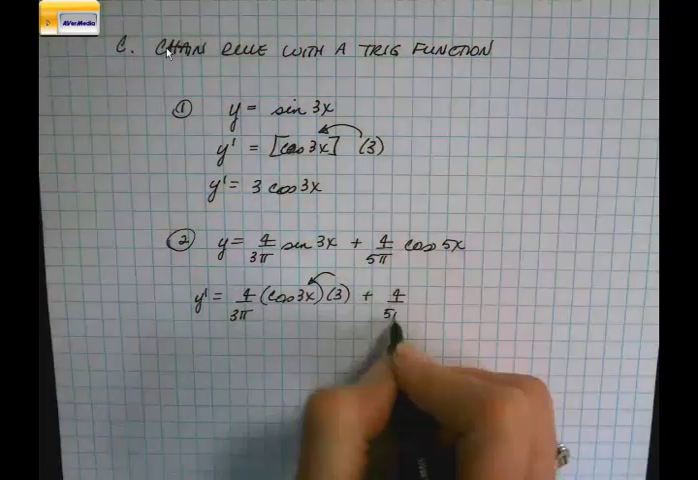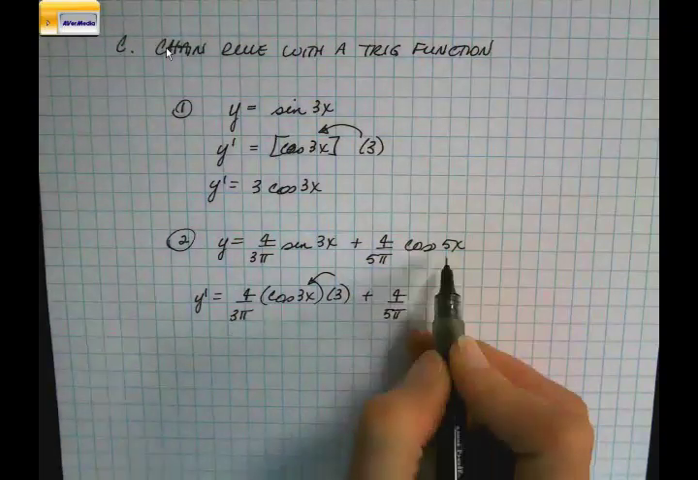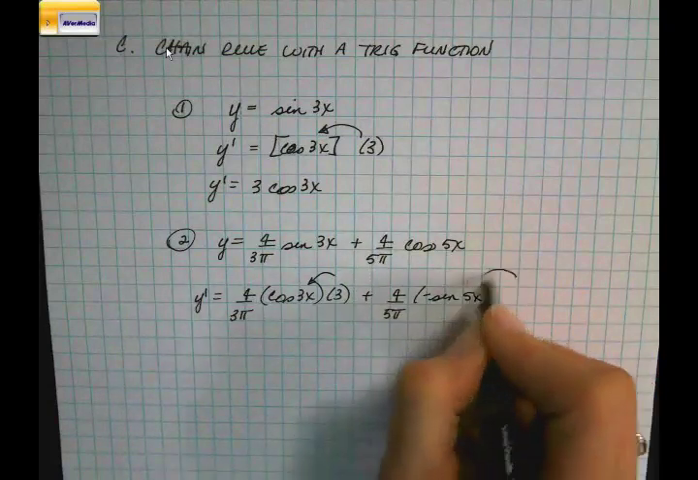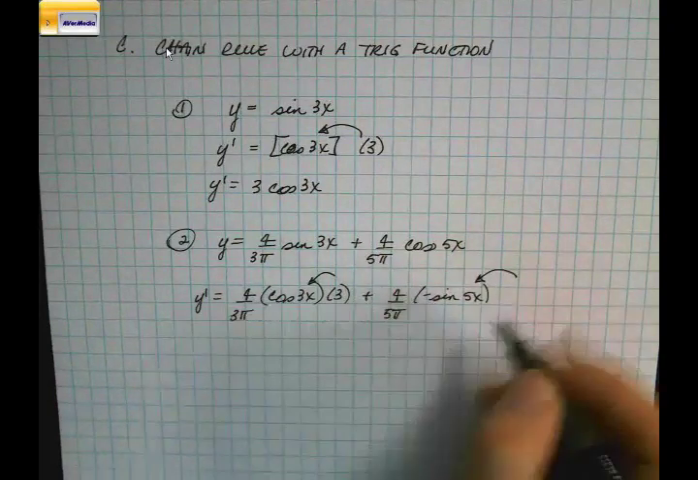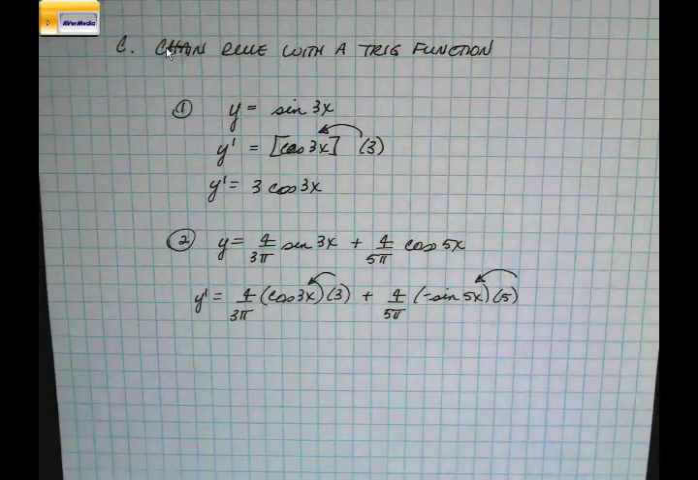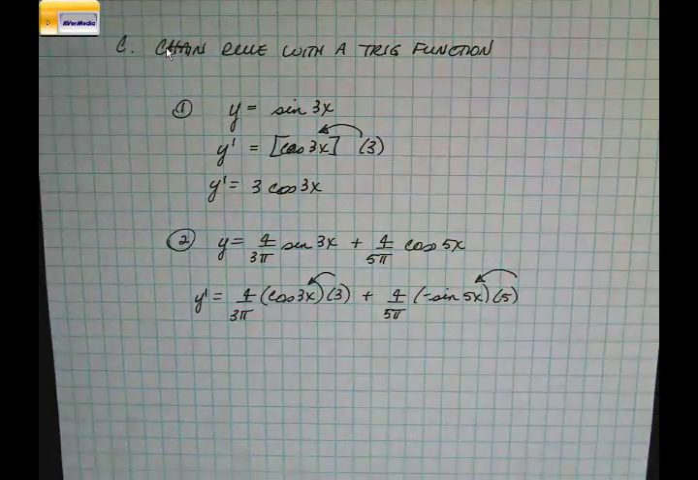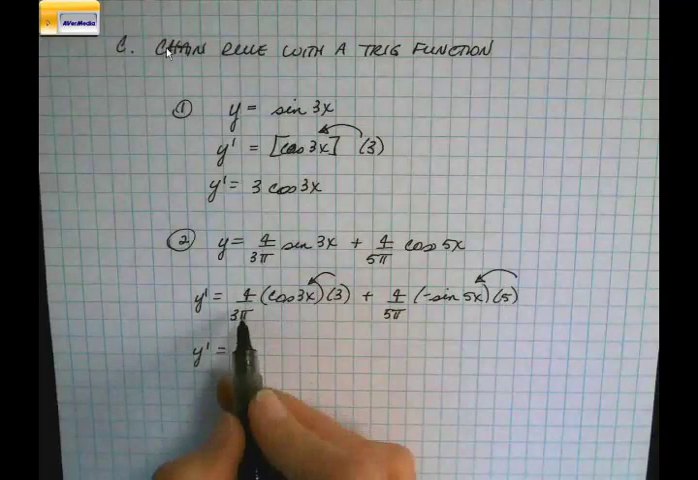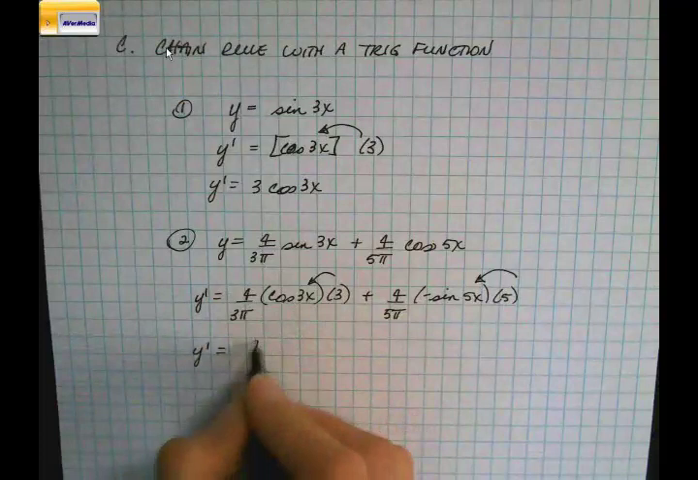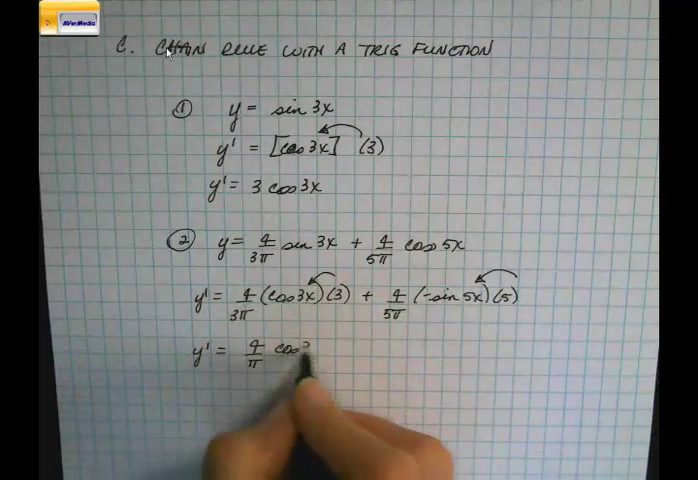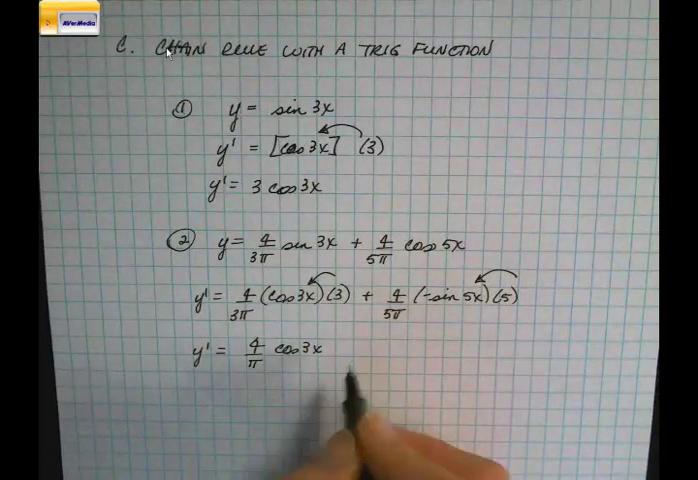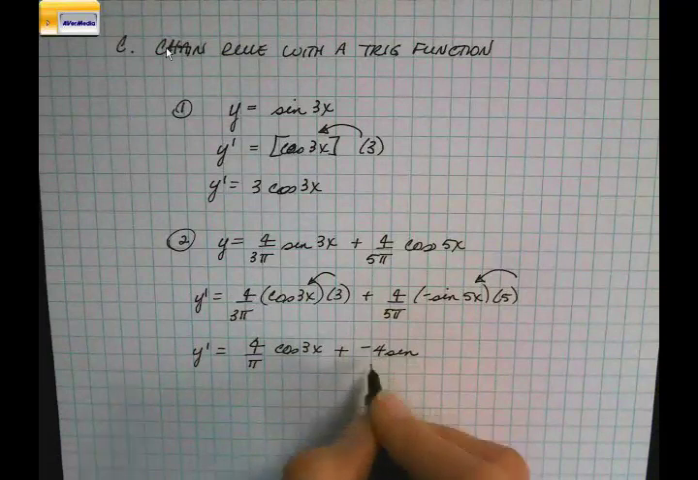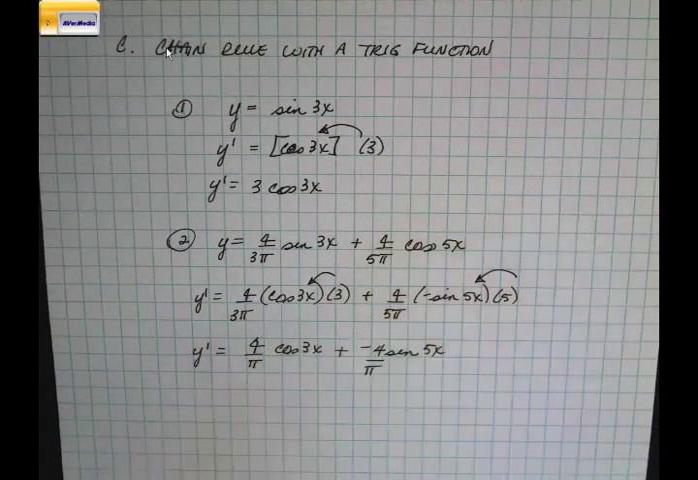And this next one, you keep the constant 4 over 5 pi, just write it down. The derivative of cosine of 5x is a negative sine of 5x, but then you have to take the derivative of the 5x, which is 5. So this answer is, this 3 times the 4 over 3 pi, the 3's reduce out, giving 4 over pi cosine 3x. And on the second one, the 5's are going to cancel. I should have written this as subtraction. 4 over pi sine 5x.